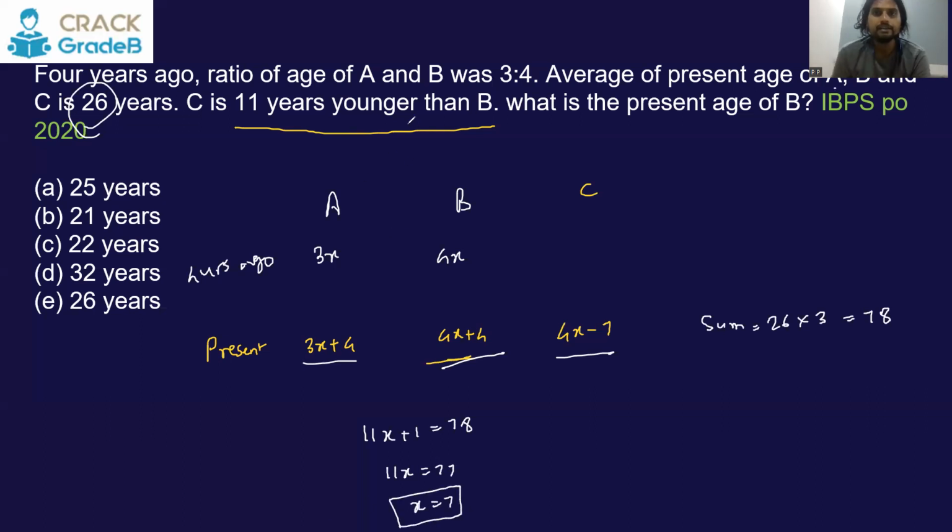So if x is 7, they're asking what is the present age of B. So just put 7 here. 7 4s are 28 plus 4, 32. So the answer here is going to be 32. Easy. Let's see one more.